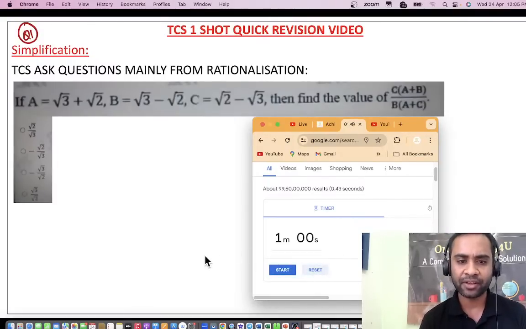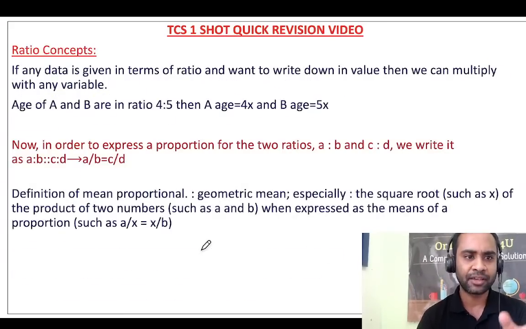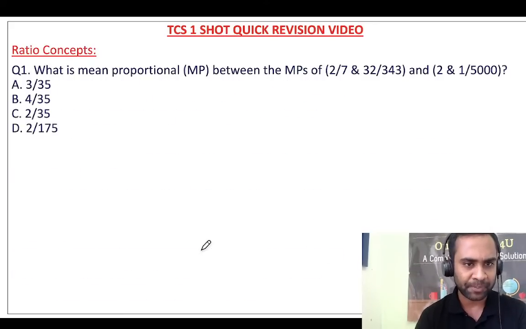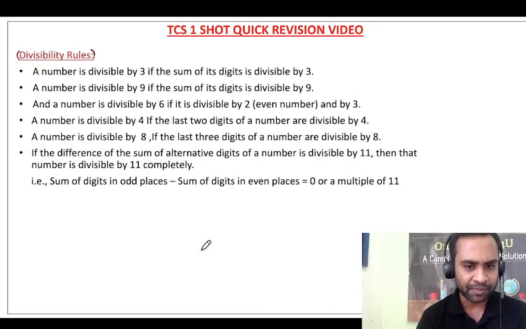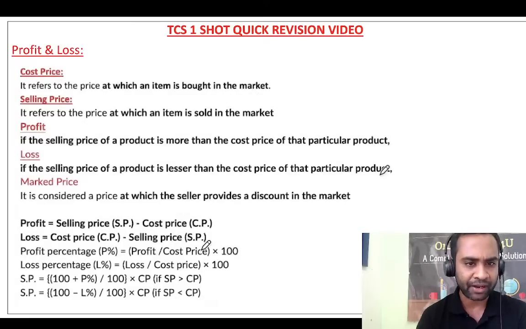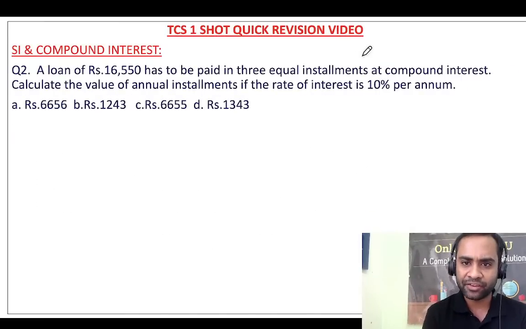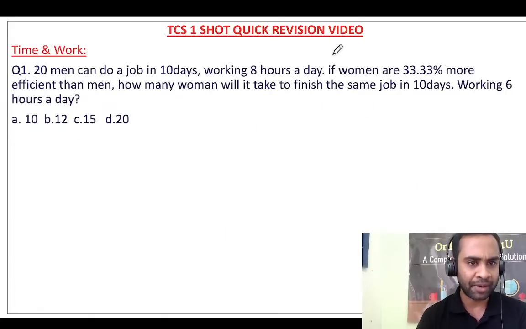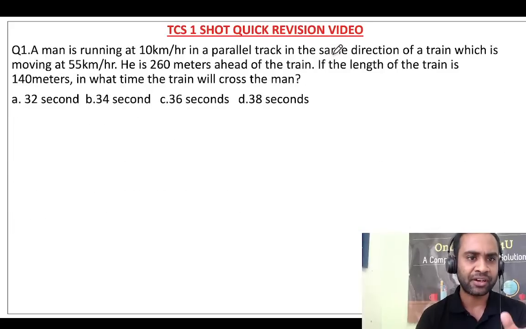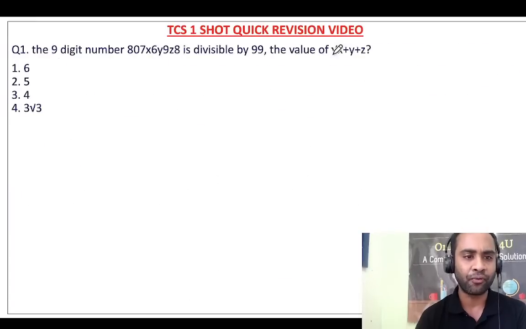The reason is, friends, we are going to cover simplification basics, then percentage basics, then ratio and proportion basics, then average basics, questions based on that, divisibility rule, all concepts, profit and loss, all concepts, simple and compound interest, all concepts, and installment based problems also we are able to do. Statistics, a very important topic, that also we are going to do. Time and work, data interpretation, time, speed and distance, and then mensuration. So the complete aptitude we are trying to cover.